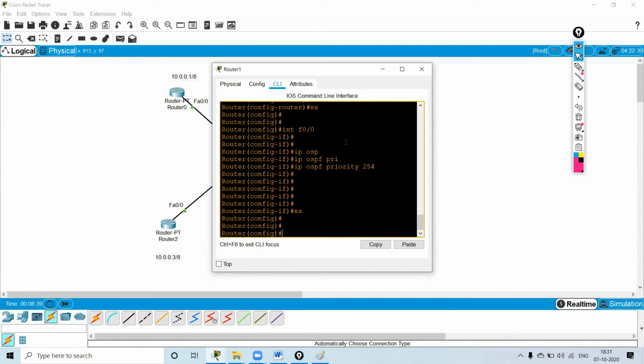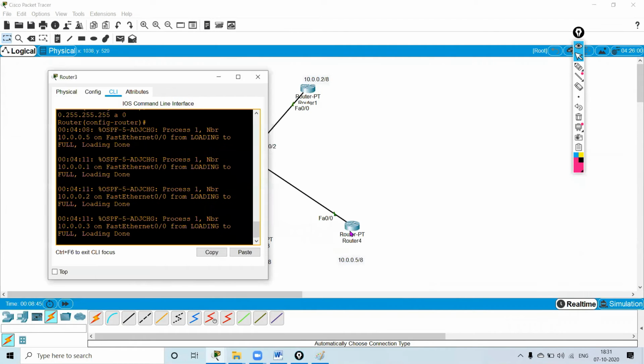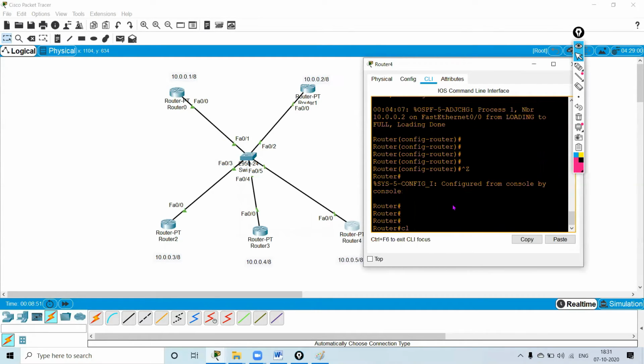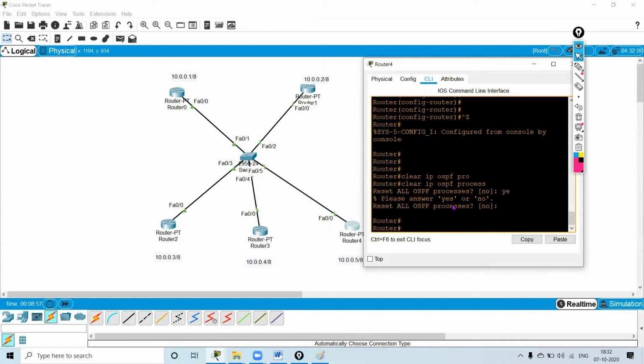Okay. Now what I need to do? I need to go on the current DR and BDR router, and I have to give a command over here, clear IP OSPF process. Yes.